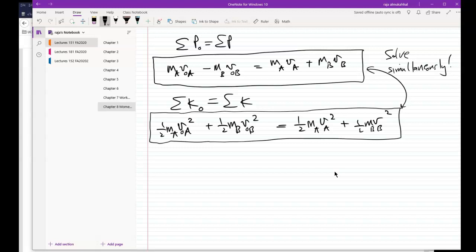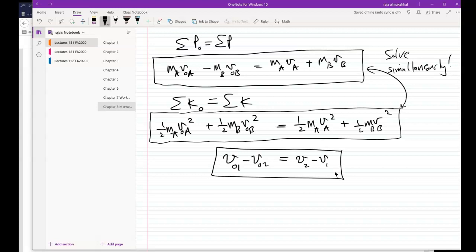And basically it says the following. V01 minus V02 equals V2 minus V1. Lifesaver. Okay? There is a relationship between those velocities, regardless of the masses. Okay? Famous relation.